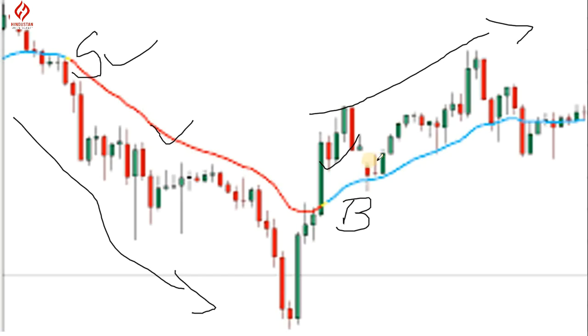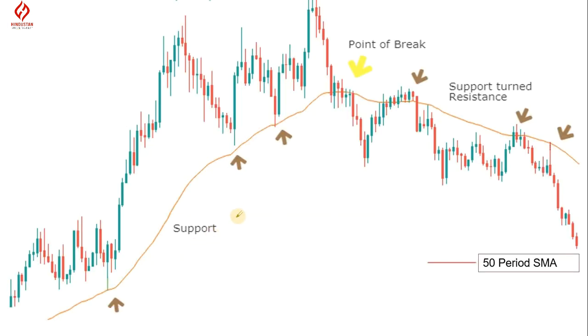And this is how you can take trade based on trend direction. You can also identify trend based on this simple moving average. And see, this moving average will also help you to determine support and resistance level. So we have already discussed about support and resistance.